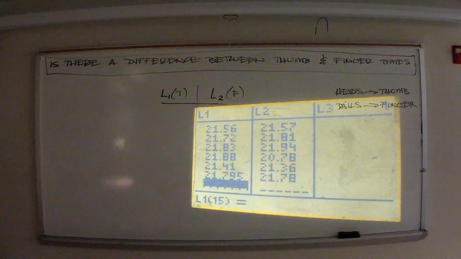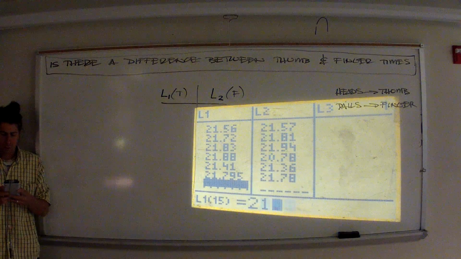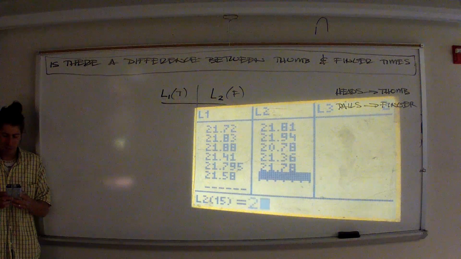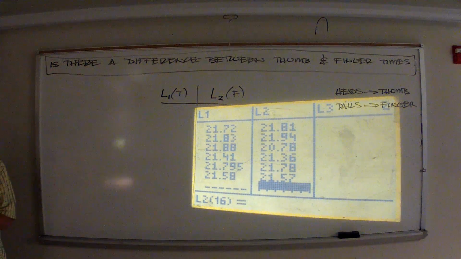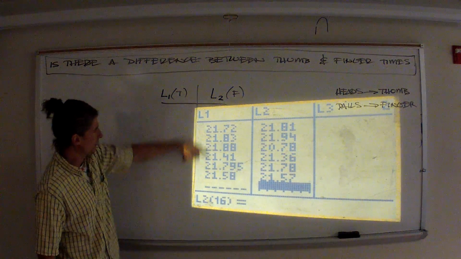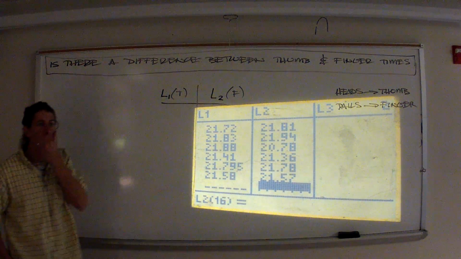I think I saw one more hand. Go ahead, Ashley. 21.58 and 21.57. Beautiful. Is that everybody? Okay. So there's our data. We got our thumb data in L1, and we have our finger data in L2.